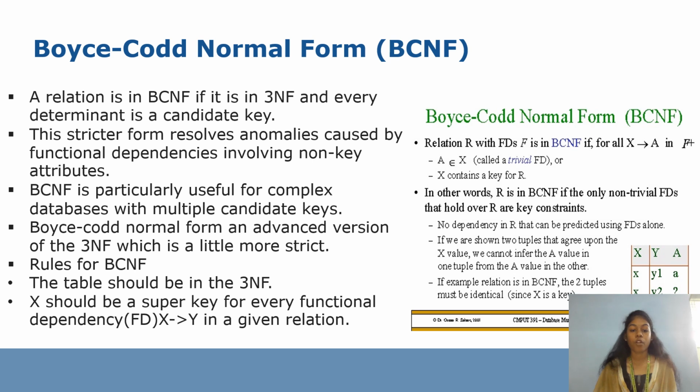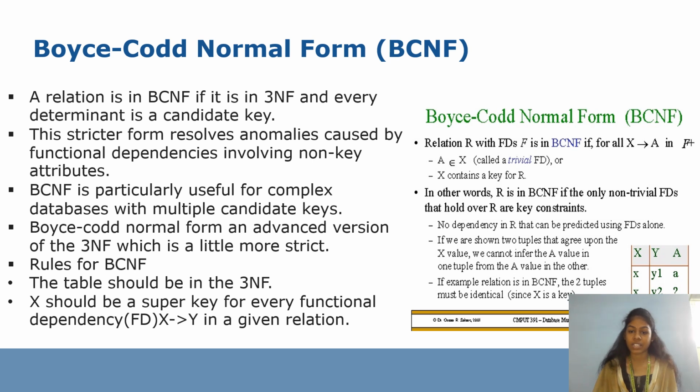Boyce-Codd normal form is an advanced version of the 3NF which is a little more strict. The rules for BCNF: the table should be in 3NF, and X should be a super key for every functional dependency (FD) X tends to Y in a given relation. And these are some points and examples of the Boyce-Codd normal form.